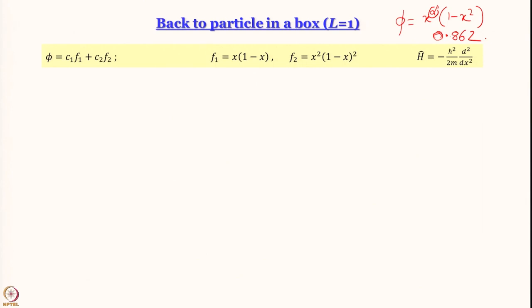Okay. Let us remember that result. Now, we are trying to improve upon that 4% overestimation that we had by using a linear sum of two functions, both of which are sort of inspired by the function that we had used in the previous go. And this here is our Hamiltonian.